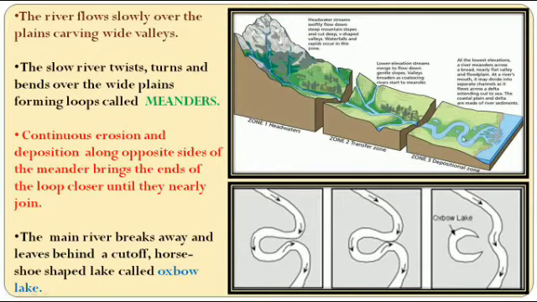Continuous erosion and deposition along opposite sides of the meander brings the ends of the loop closer until they nearly join. And then another important thing, just see below, the main river breaks away and leaves behind a cutoff horseshoe-shaped lake called an Oxbow lake. Now, what is this Oxbow lake?